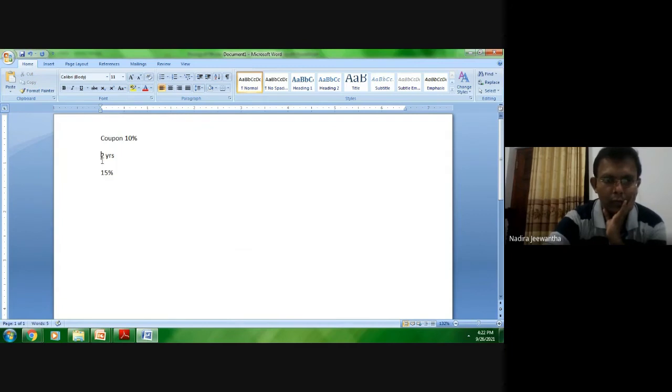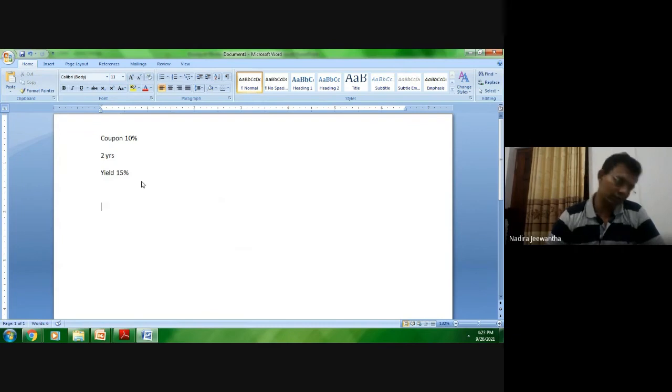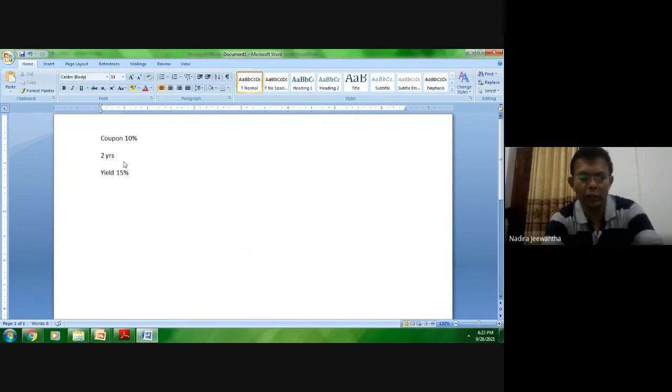Coupon. This is the maturity period. This is yield. Now that's a bond like this. Now understand this, right? 10% coupon, 2 years maturity, remaining maturity, 15% yield, and 2 year. Now this particular bond is going to be matured.